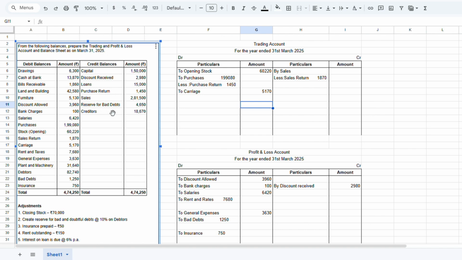Next we have sales. Sales is 2,81,500. Sales is direct income, so we will record it in the trading account. We have already taken it here by sales, so we'll record it 2,81,500.